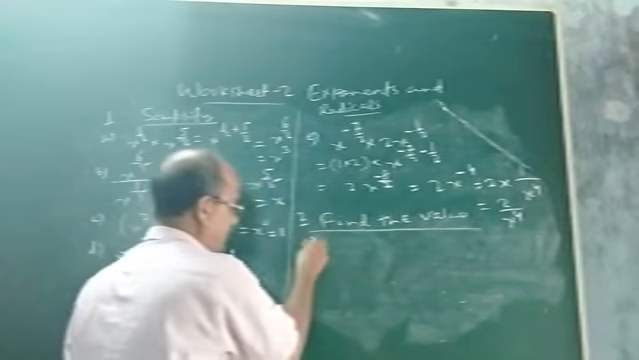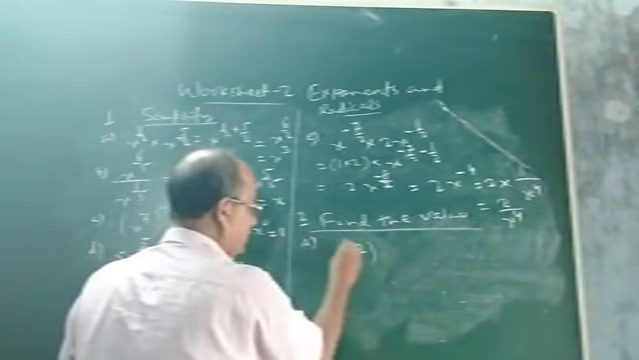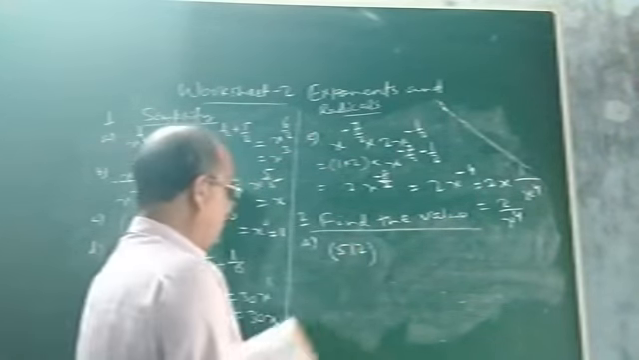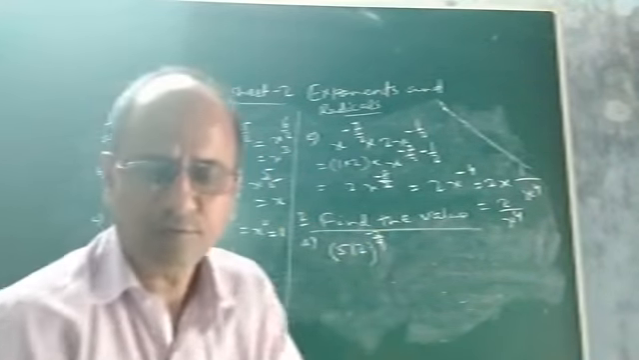Suppose the first question is 512 whole to the power minus 2 by 9. How to find the value?